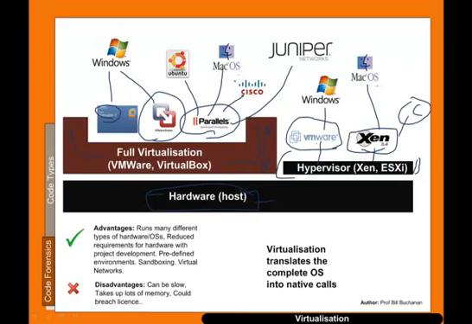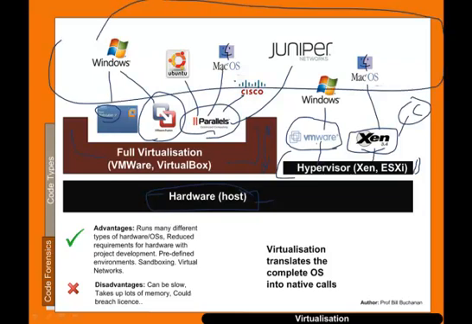So the advantage with this is we can run many different types of operating systems on many types of hardware. There's a reduced requirement for hardware, as we can just have generalized hardware and run multiple operating systems on it. It doesn't matter what the native code actually is, we can still run it on hardware that it hasn't been built for.